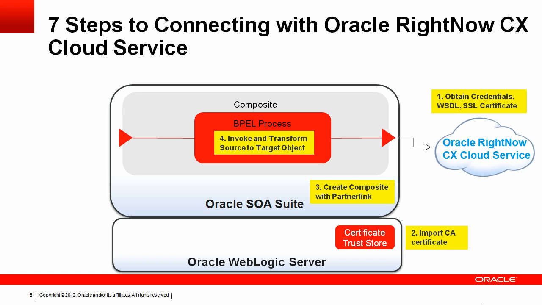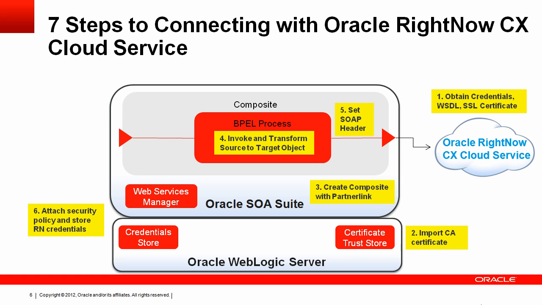Step four is to create an invoke activity, invoking the actual create operation, and creating a transform activity from the source to the target. Step five is to create and populate the client info header variable that needs to be sent along with every SOAP message to the RightNow service.